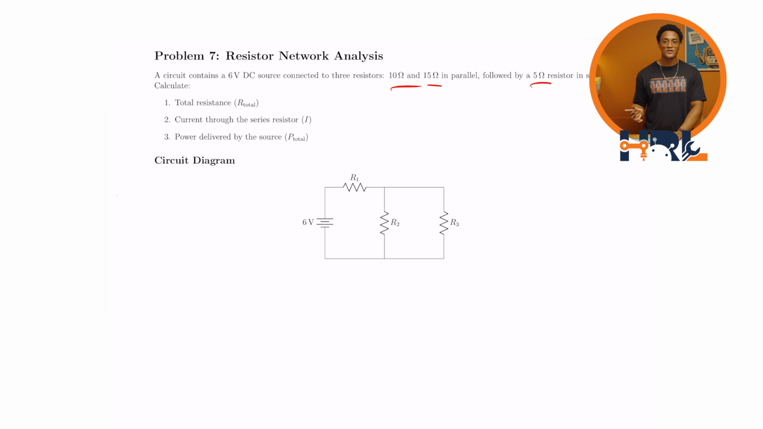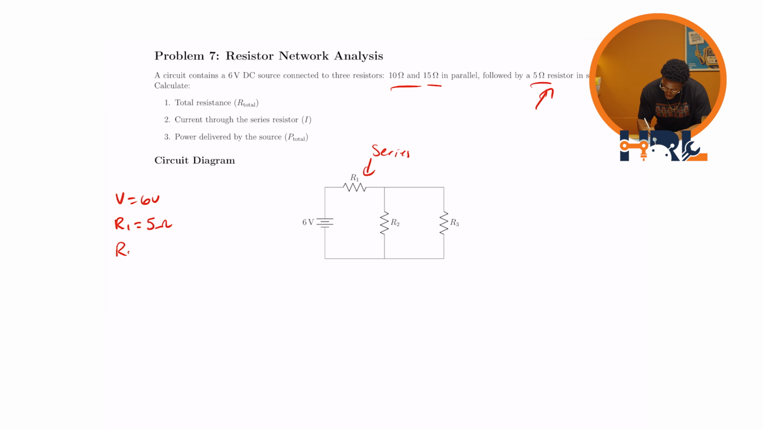So, like always, we want to start off by gathering all the information that's been given to us. In this problem, we know that the voltage is 6 volts. We know R1 is 5 ohms because that is the series resistor. Now we know that R2 is 10 ohms and R3 is 15 ohms.